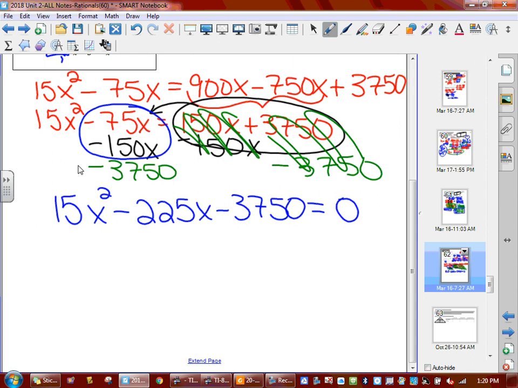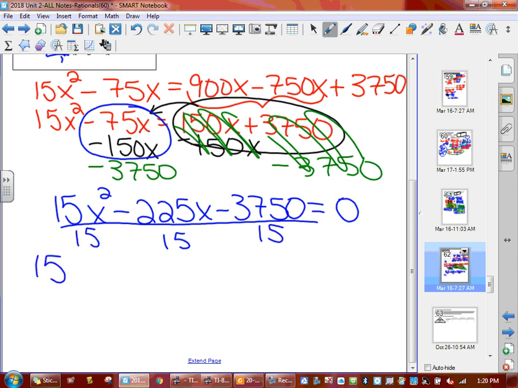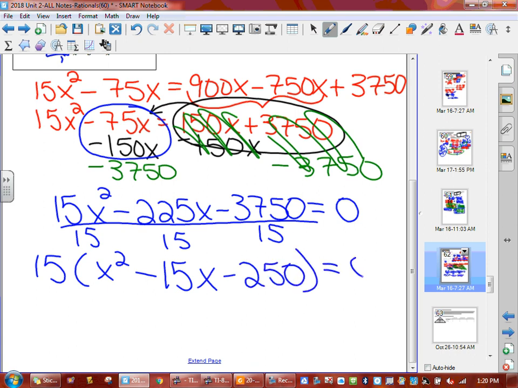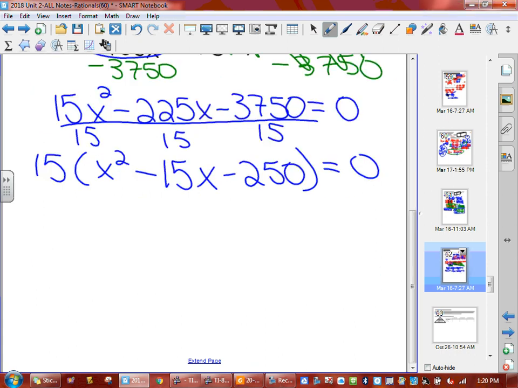Yep. Now we're going to divide out 15. You're going to divide out a GCF. You want to divide out the guy that's in front of x squared always, because we want to try and just get a 1 in front of x squared. So if everything divides by 15, which it does, you take out a GCF of 15. So then we get x squared minus 15x minus 250 equals 0.